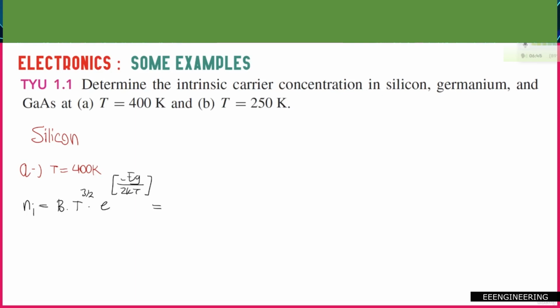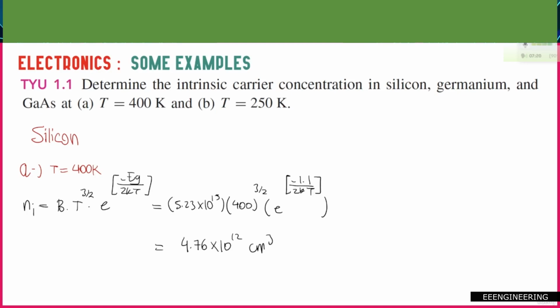So B for silicon is 5.23 times 10^15. Then we have the temperature, which is 400 in this case, 400^(3/2) times e^(-1.1/2kT). If you get the calculations done properly, you will end up with 4.76 times 10^12 per cubic centimeter.